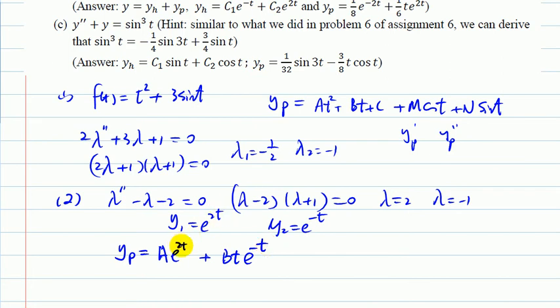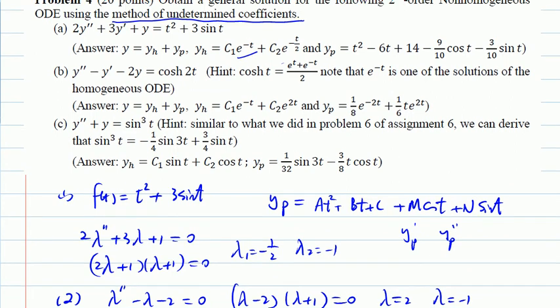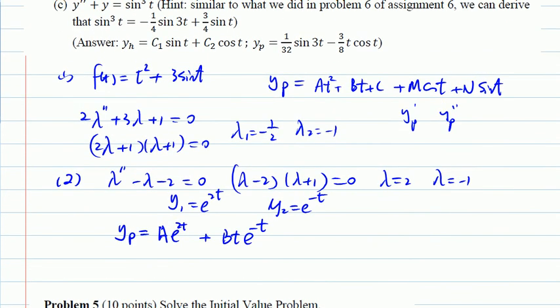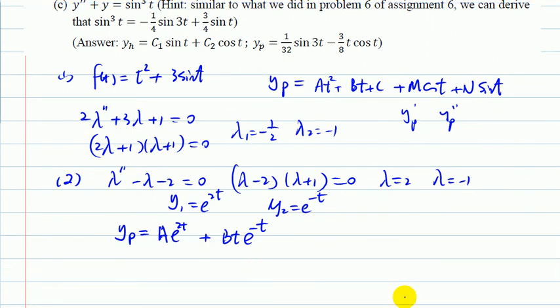Oh, there's a 2t, sorry, there's 2t here. Oh, hang on a second. Oh, sorry, this is a cosh 2t here. Now, cosh 2t, with the hint, says cosh t is equal to this. So cosh 2t is e to the power of 2t plus e to the power of negative 2t over 2.